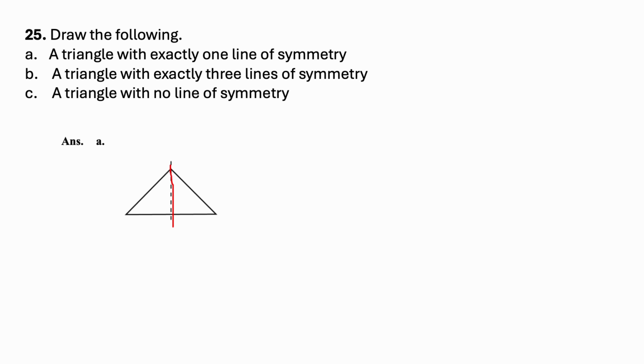The next one, a triangle with exactly three lines of symmetry. See, we have three lines of symmetry. This is an equilateral triangle. Here in an equilateral triangle, all three sides are equal. So all three angles are equal. It has three lines of symmetry.